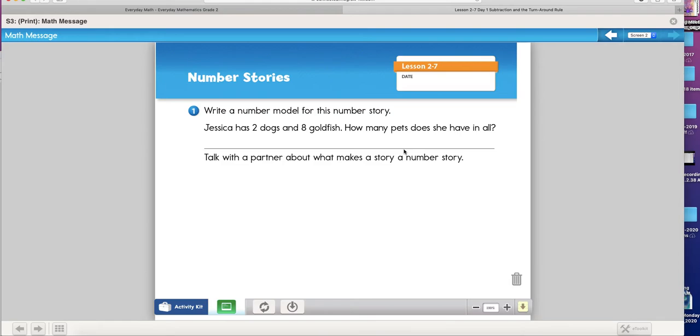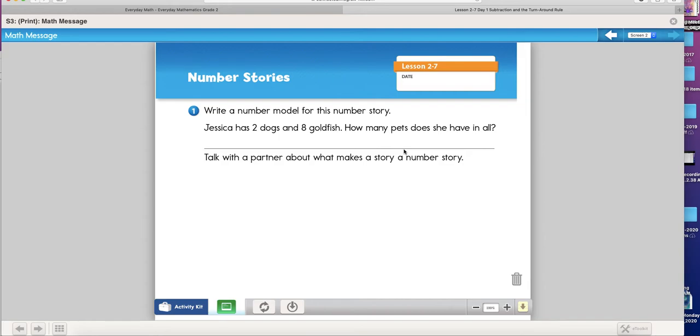I'll read it again. It says Jessica has 2 dogs and 8 goldfish. How many pets does she have in all? What's the question asking us to find out? The question is asking us to figure out how many she has in all. Okay? So the question is asking us how many we have all together. So that's how we know we need to add them together. So one of the ways we can do that is 2 plus 8 equals 10.